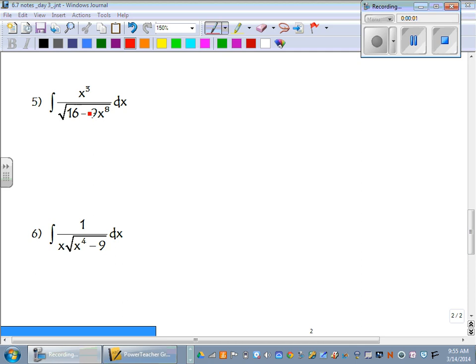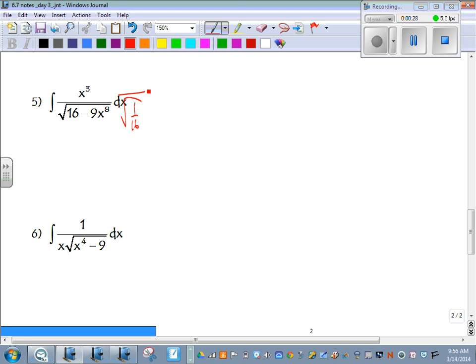Number 5, we need to start off by putting the 1 in the denominator. So this 16, we need to make that into a 1. Problem is, it's under the square root. So we can't just multiply by 1/16 because we won't be able to multiply that under the square root. So to make sure that we can, we have to make it the square root of 1/16. That way, if it's under a square root, we can multiply it under this square root.